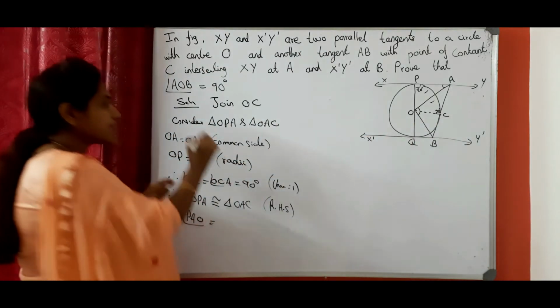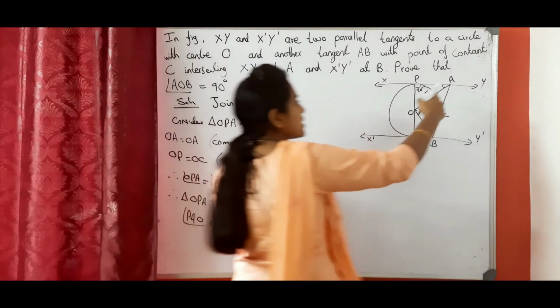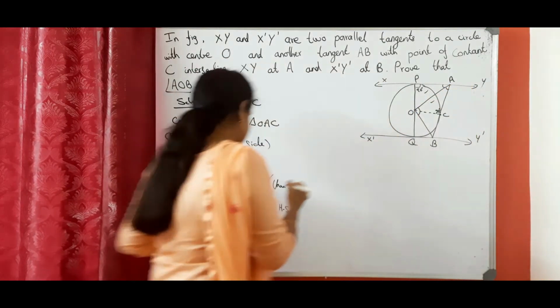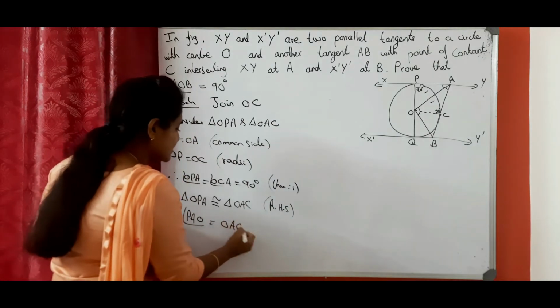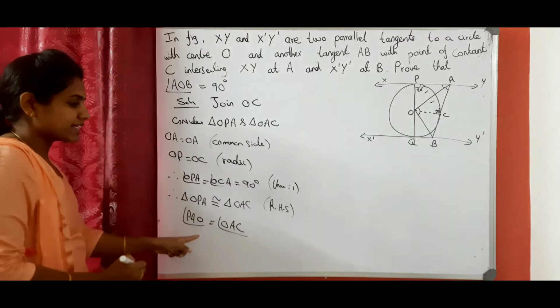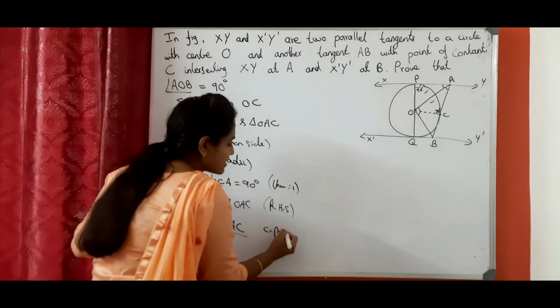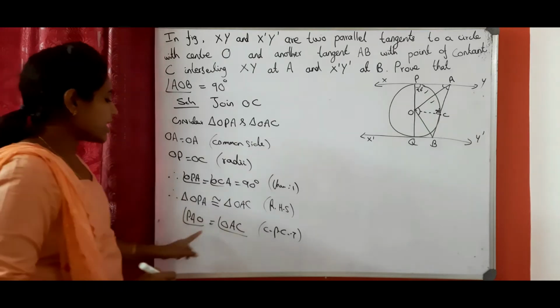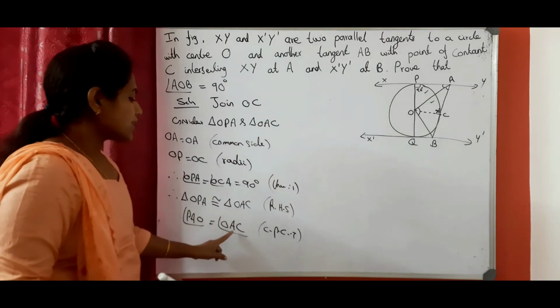What is the corresponding angle of POA? OAC, right? OAC or CAO. These are the corresponding angles. So corresponding parts of congruent triangles are equal, right? Therefore, now we can say PAO equals OAC.